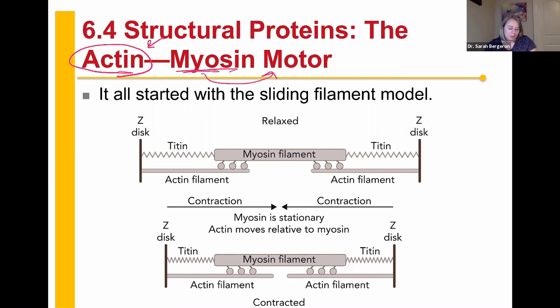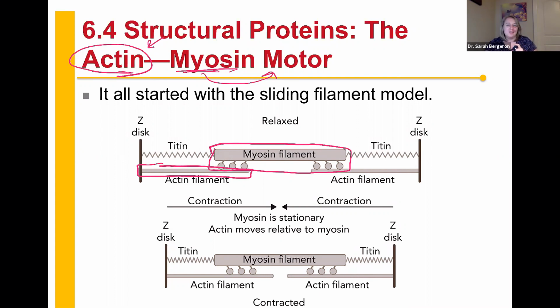And so here's our pretend, this is a very simplistic drawing. This is our myosin filament, and this is our actin filament. They said that in this sliding filament theory, there are two proteins, and the actin and the myosin slide over one another during muscle contraction, and they use chemical energy in the form of ATP in order to make this happen.